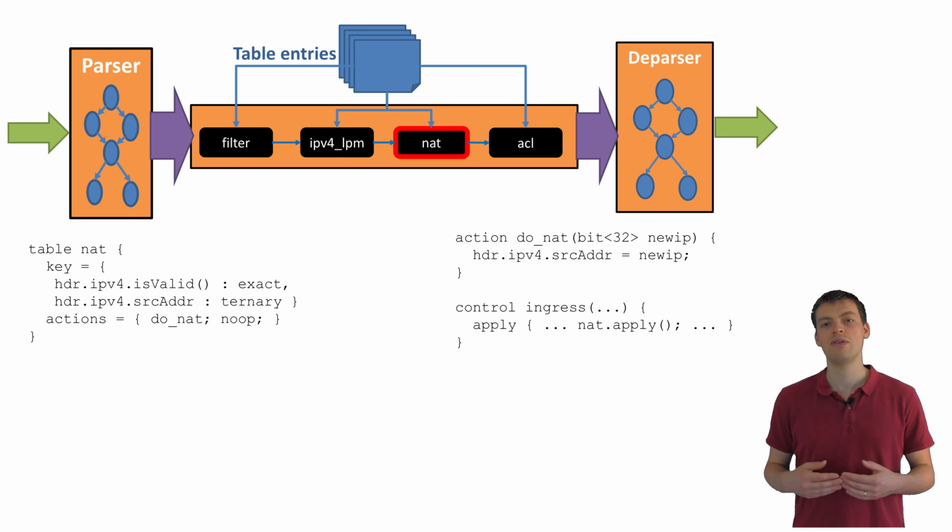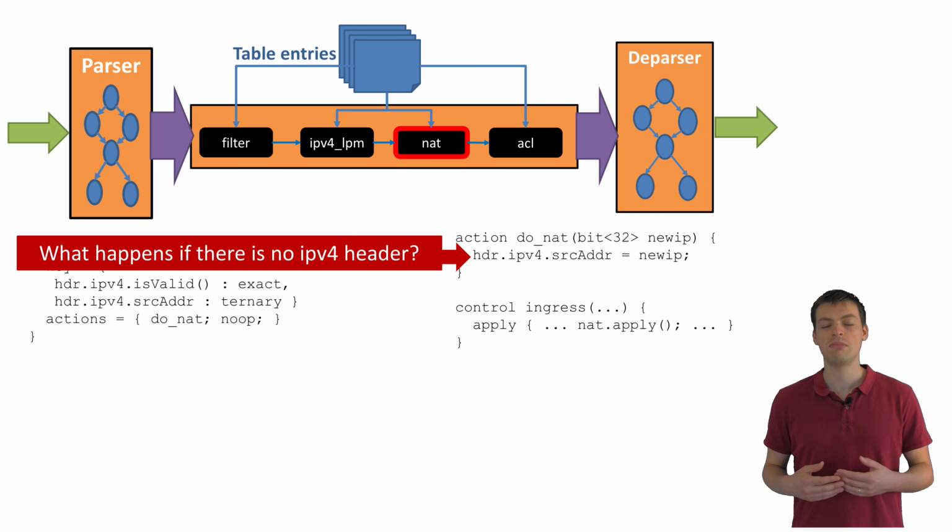What happens if we call action do NAT, but there is no IPv4 header there? Well, the standard clearly mandates that this is an undefined behavior. But just to give you an idea of how bad this may get, our exploration shows that on some targets, this may actually lead to overwriting valid header fields with the value prescribed by the controller.